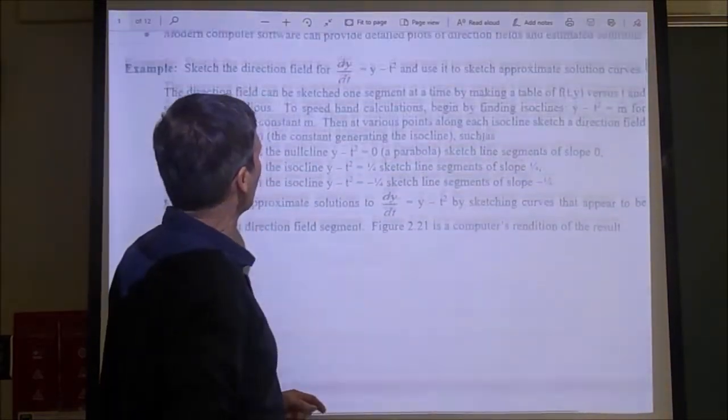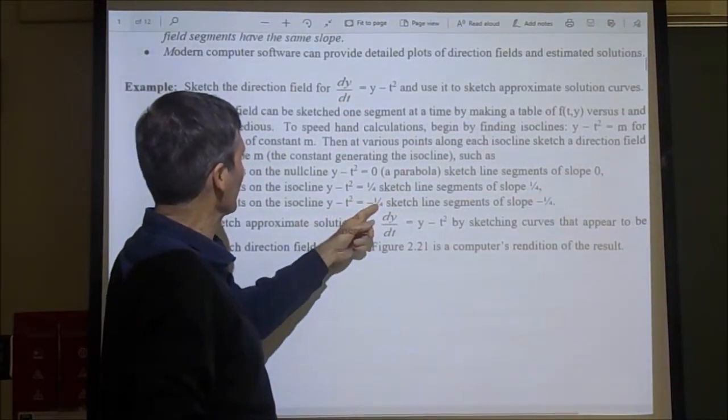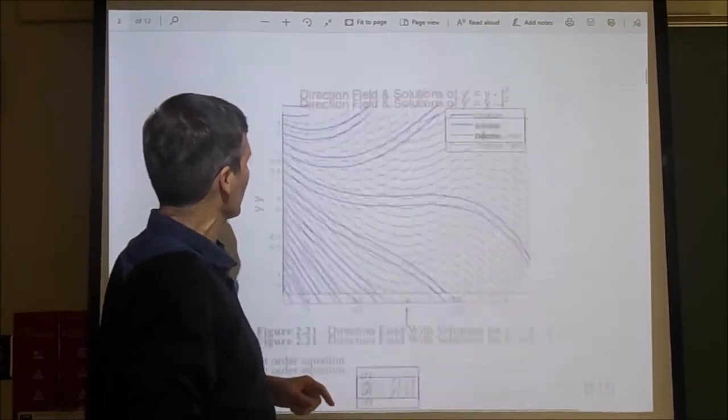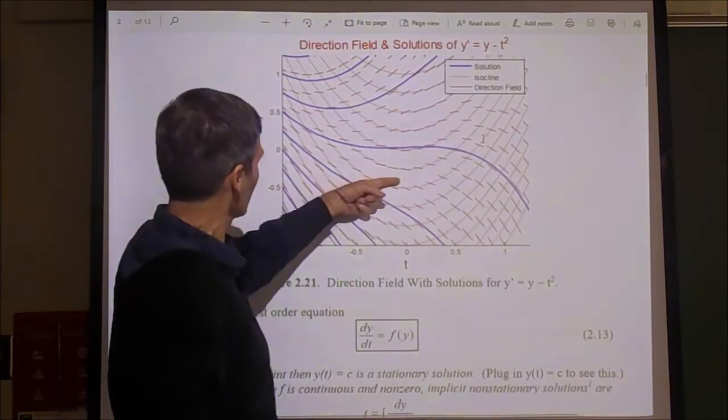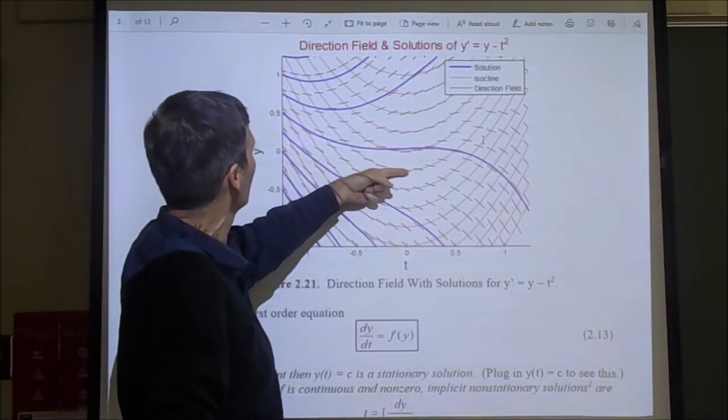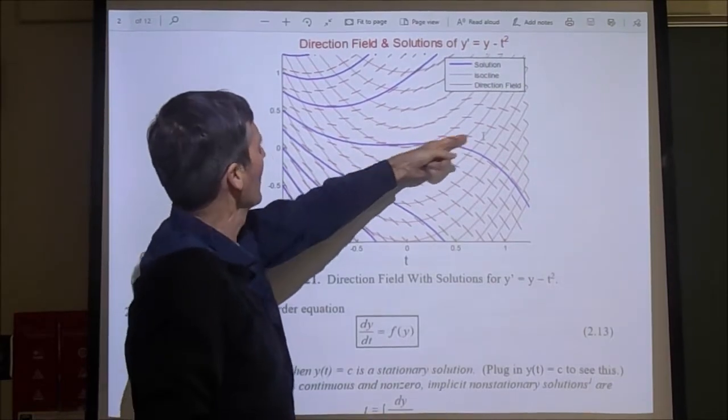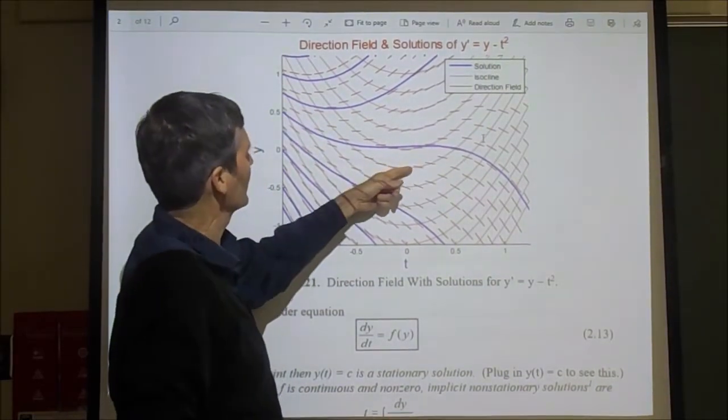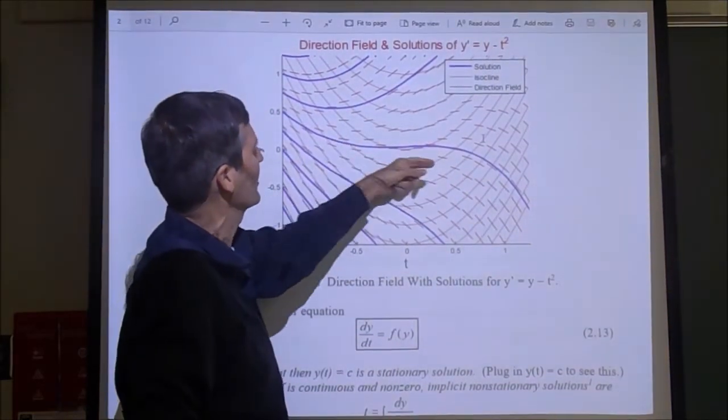And then I go up and say y minus t squared equals minus 1/4. Well, that's the y equals t squared curve shifted down 1/4. So it goes from 0, minus 1/4 by here. So every line segment along this parabola, y equals t squared minus 1/4, has slope minus 1/4.